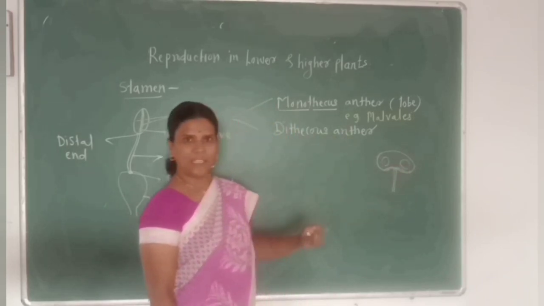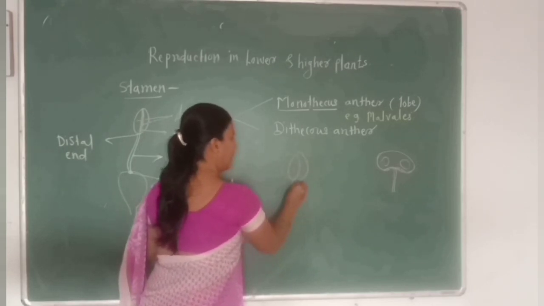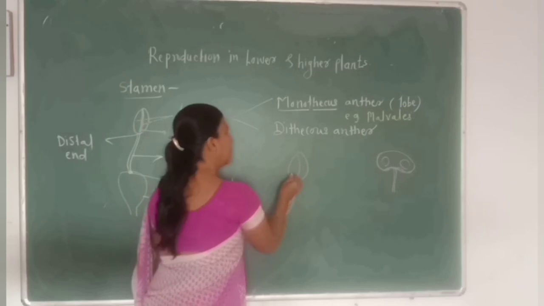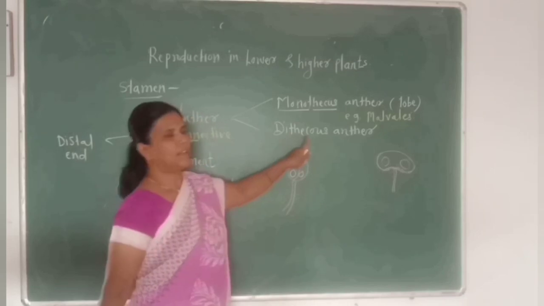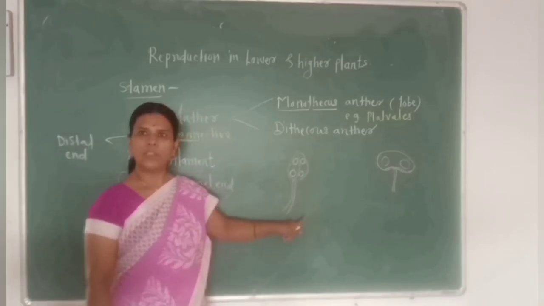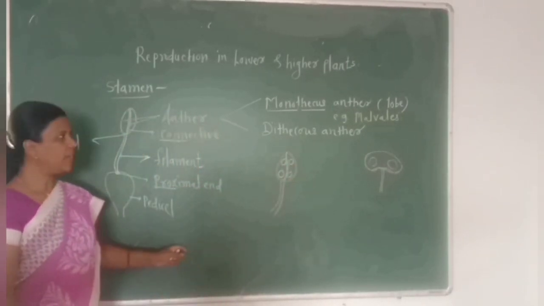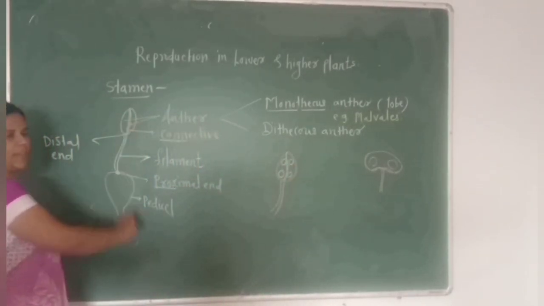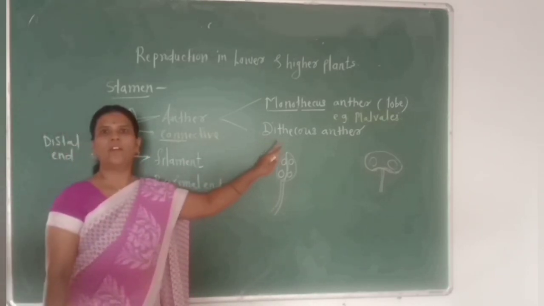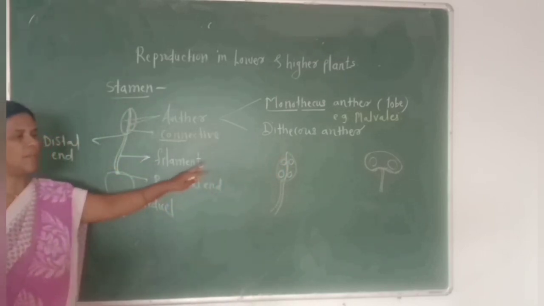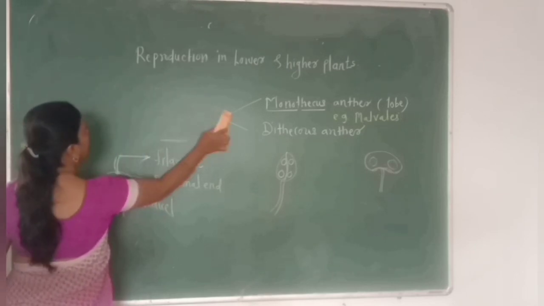While in a diathecous anther we see two lobes, and in each lobe one pollen sac; here is the second, here is the third, here is the fourth. Thus in a diathecous anther, four pollen sacs develop. When we draw any diagram of a stamen, generally we draw this type of diagram, because in most angiosperms the diathecous type of anther is present. So let us study the next point, that is TS of anther.